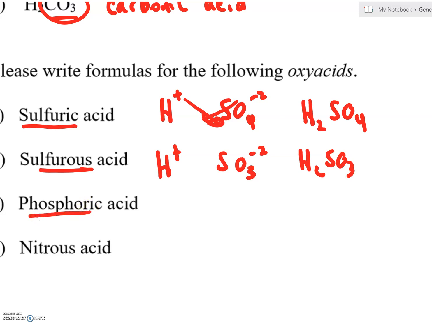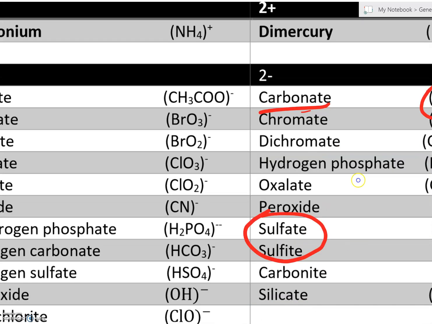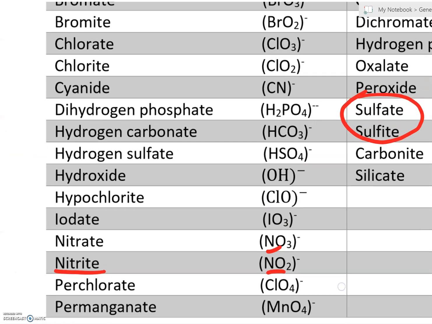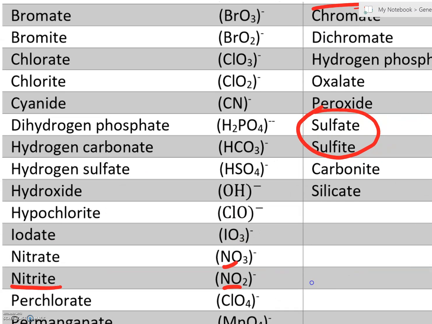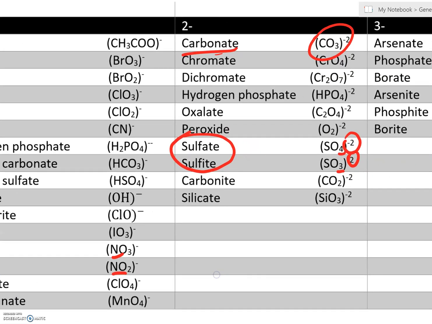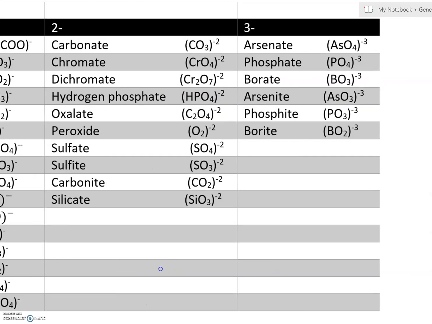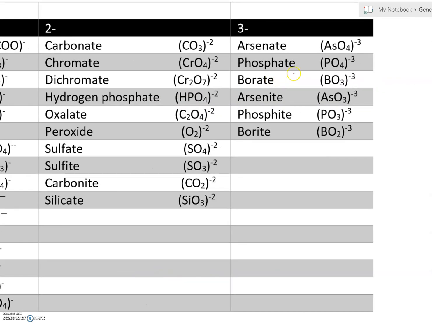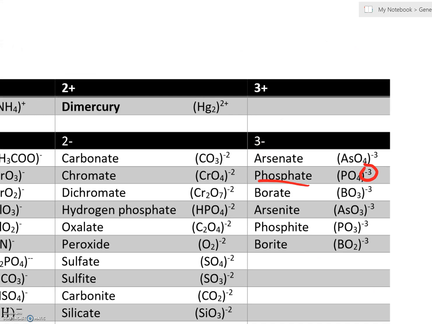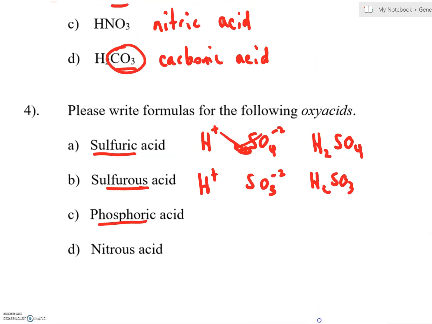Phosphoric. We're looking for a polyatomic ion that contains phosphorus. I feel like I'm shopping. Phosphorus. I don't see any phosphorus in there. No phosphorus. How about over here? I don't see any phosphorus in here. I see hydrogen phosphate, but that's not what we want. We want something that just has phosphorus in it. Boom! Phosphate. So it has a charge of -3. We're on the right track.